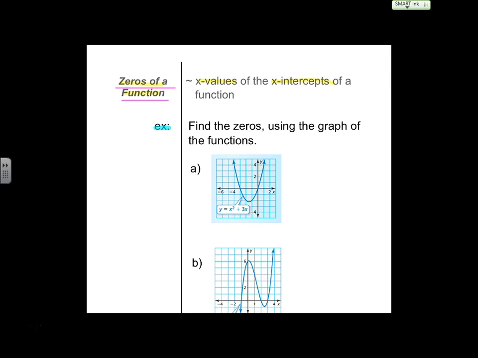He told me. So, zeros of a function. X values of the x-intercept. It's okay. Let's get on back in.